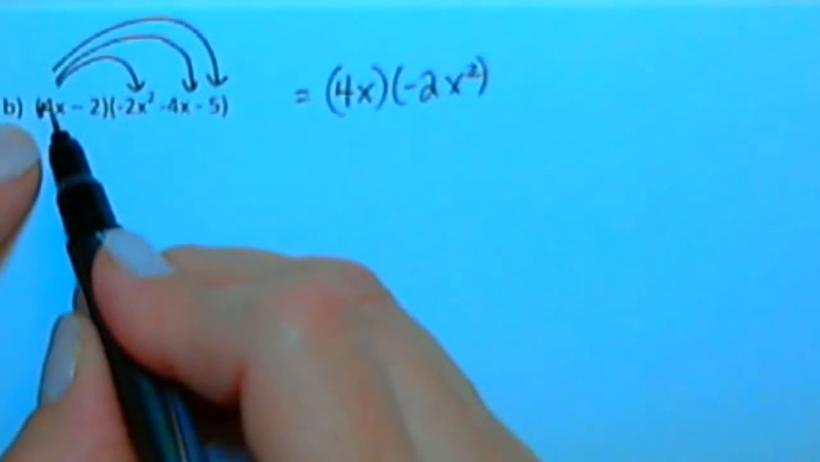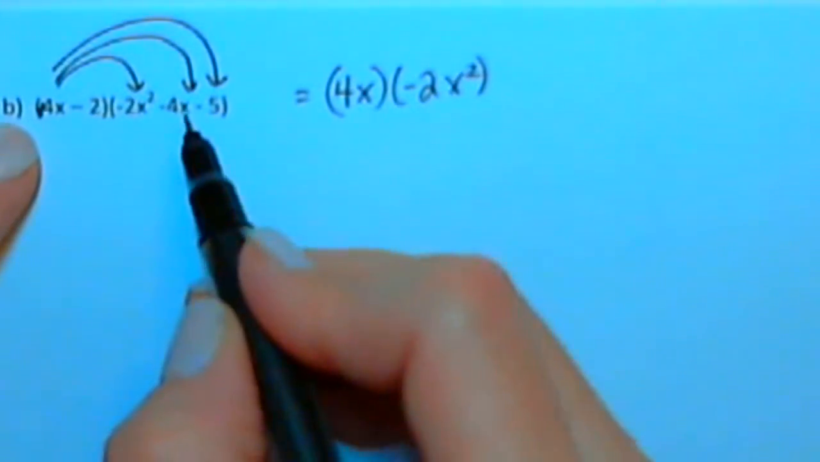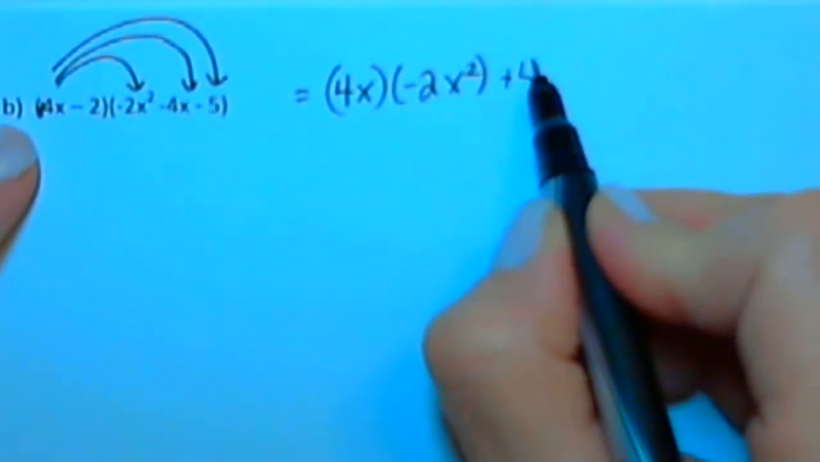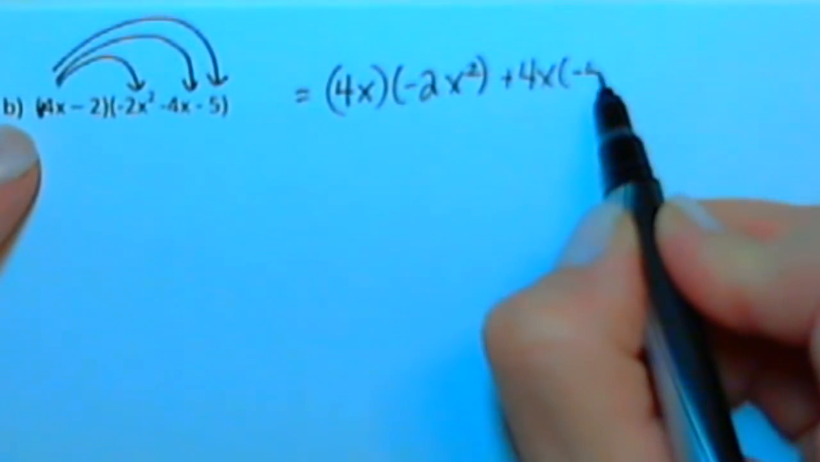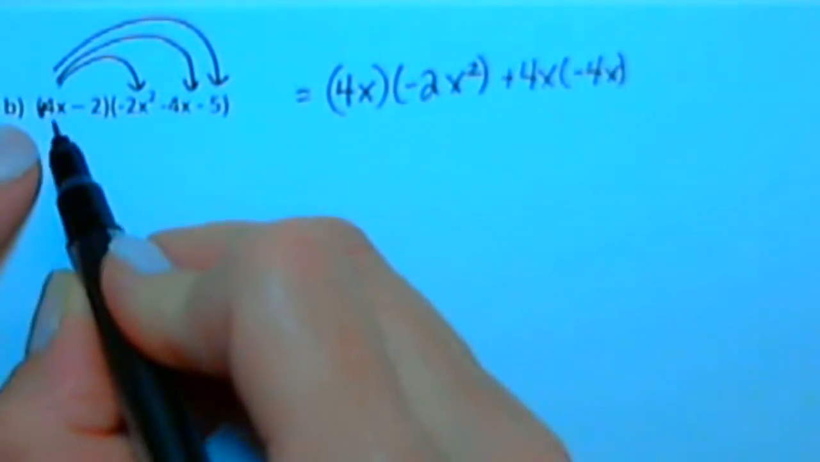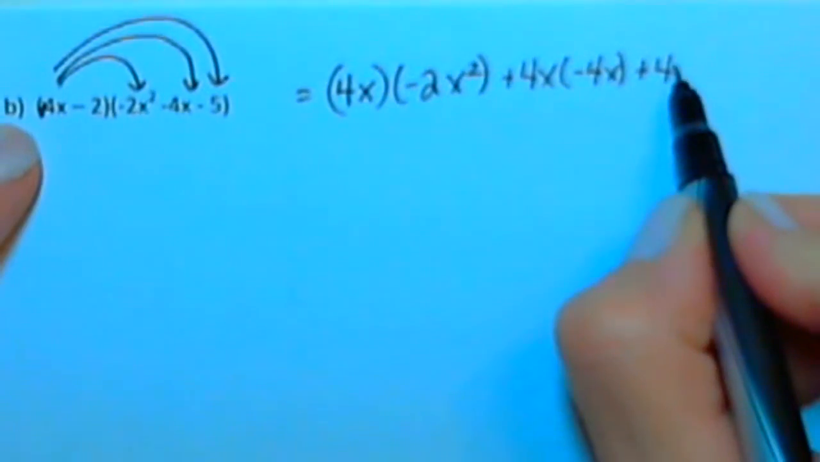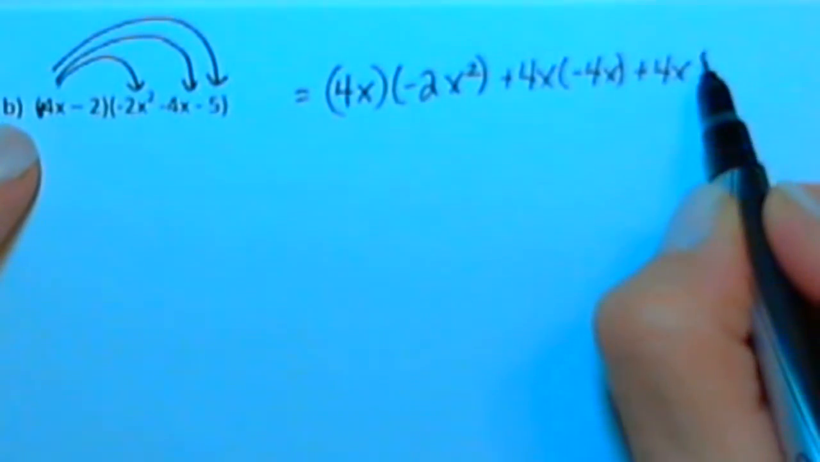So I'm going to pass out this plus 4x to this minus 4x now. So this plus 4x gets passed out to the minus 4x. And then this plus 4x gets passed out to the minus 5.